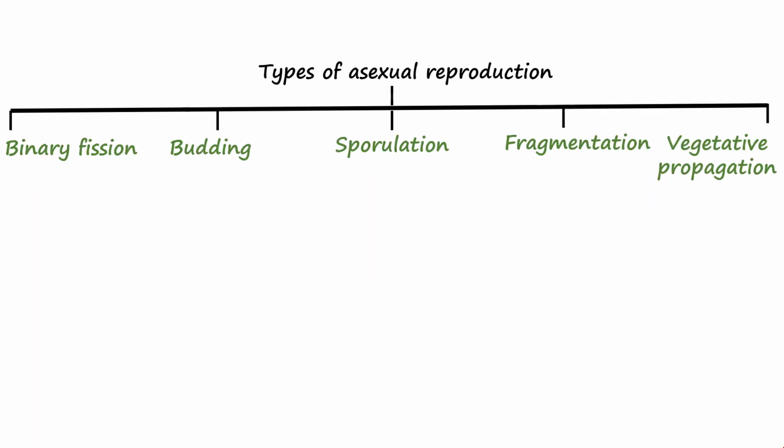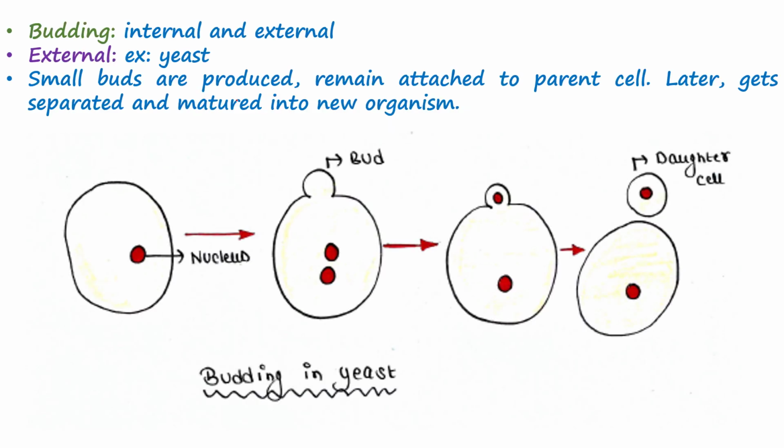So in our previous lecture, we talked about the types of asexual reproduction, and we have seen there are mainly 5 types of asexual reproduction. Binary fission is already over. Today we will talk about budding. First, let's talk about budding.